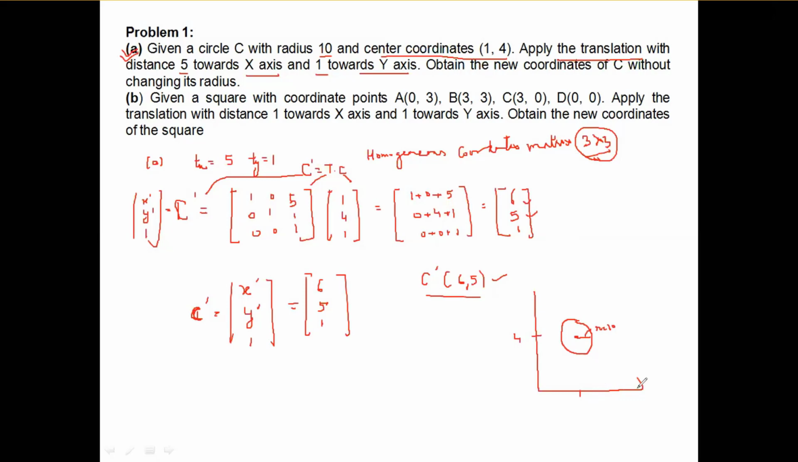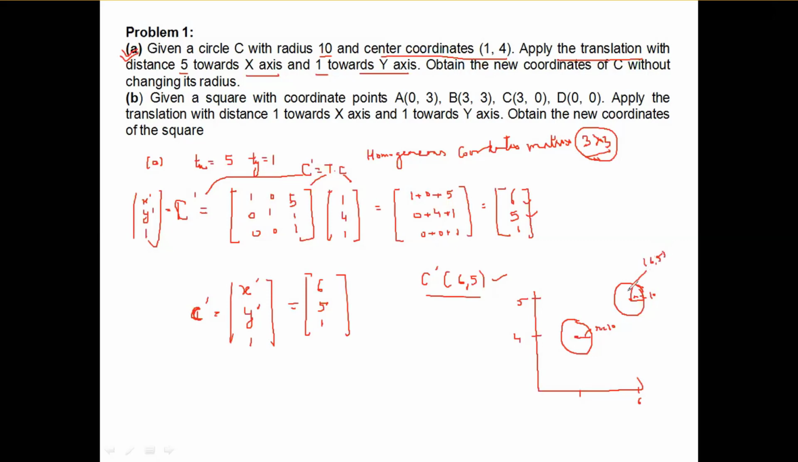Let's say this is 6, and this is 5. So now this is the center. At this place the circle will be redrawn with the same radius. R will be equal to 10 and the center is 6 comma 5.